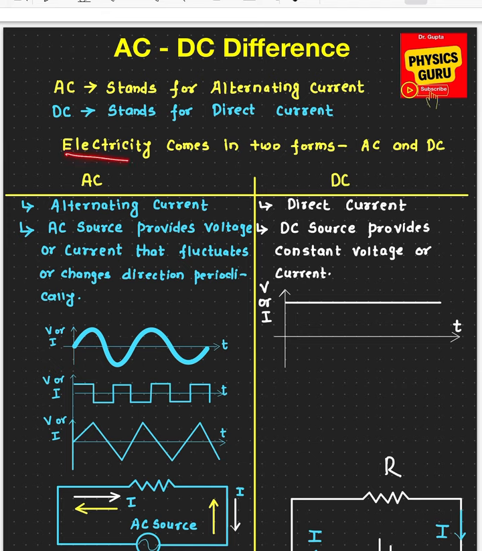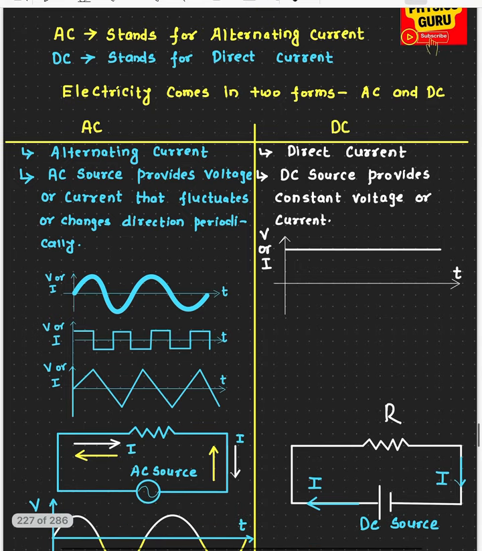First, electricity comes in two forms. It can be AC or it can be DC. AC can change its magnitude and direction, while DC always remains constant. So let's take a look at the main differences between AC and DC. As I mentioned before, AC stands for alternating current and DC stands for direct current.